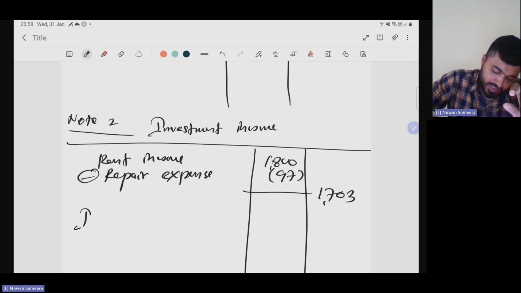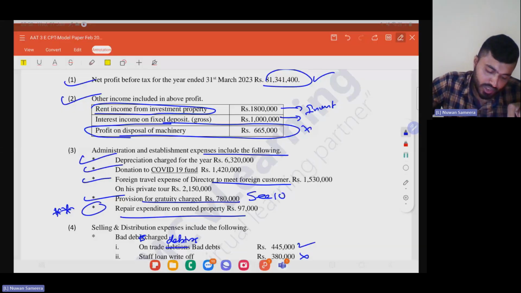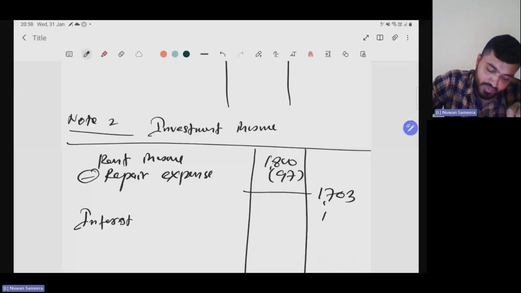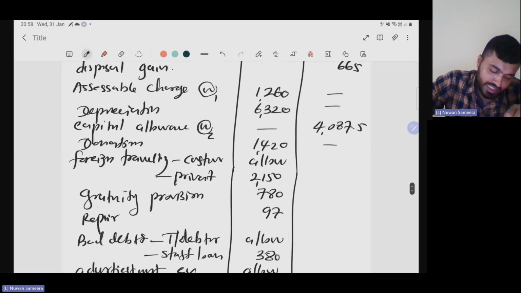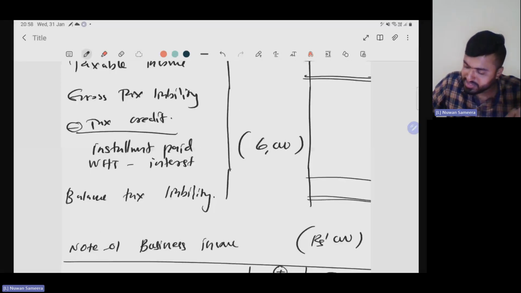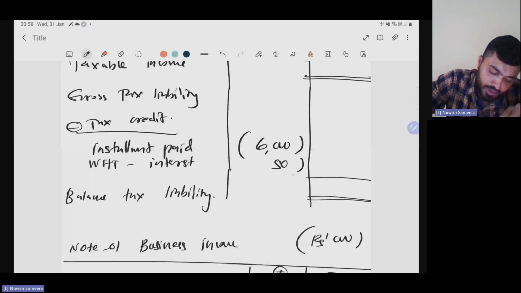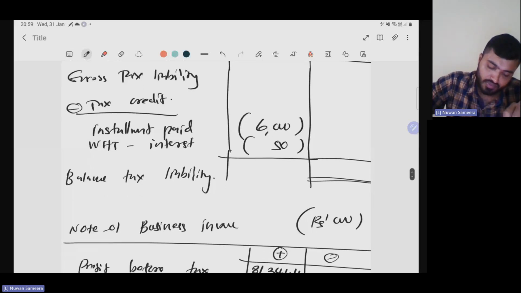So here, interest expense and income are also there. The gross interest income you need to take is 1 million. However, they have given that the relevant withholding tax on this 1 million has already been paid. So that withholding tax on interest, the paid amount: 1 million into 5% is 50. You have to deduct it from the tax credit. That is 50, right?